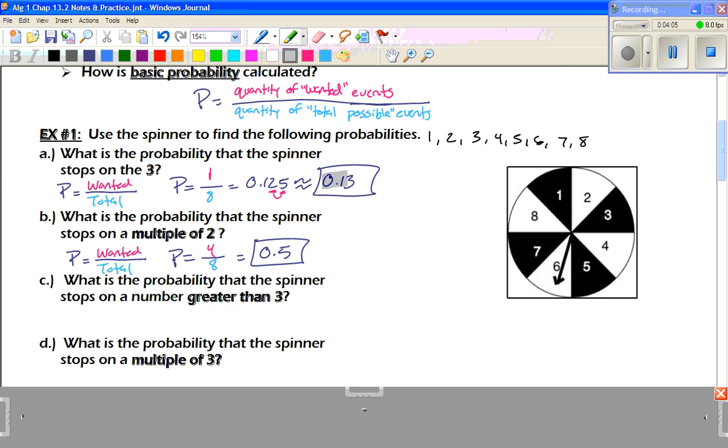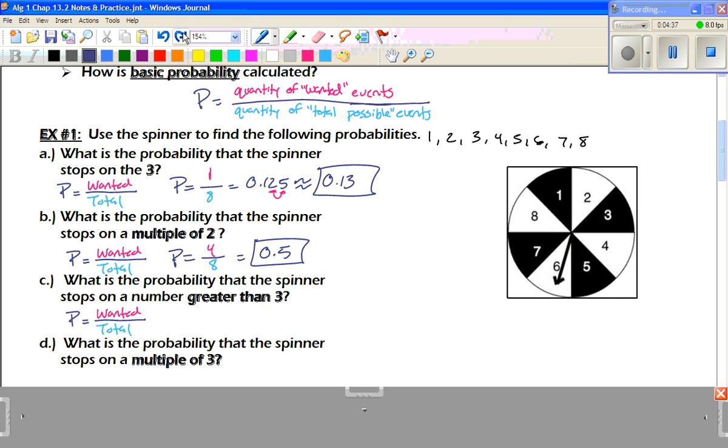Okay, for 0.13, is that likely to happen? Not so much. Okay, number C. Remember that we always want the wanted over the total. So what is the probability that the spinner stops on a number greater than 3? Now, is 3 greater than 3? No. But 4, 5, 6, 7, and 8 are.